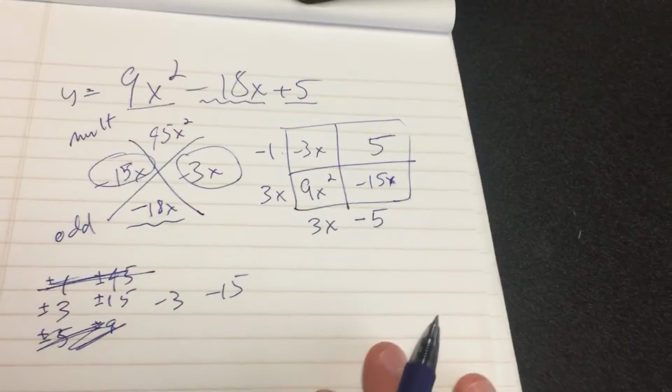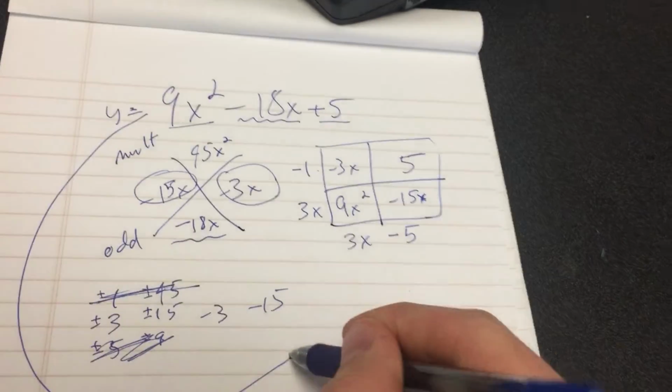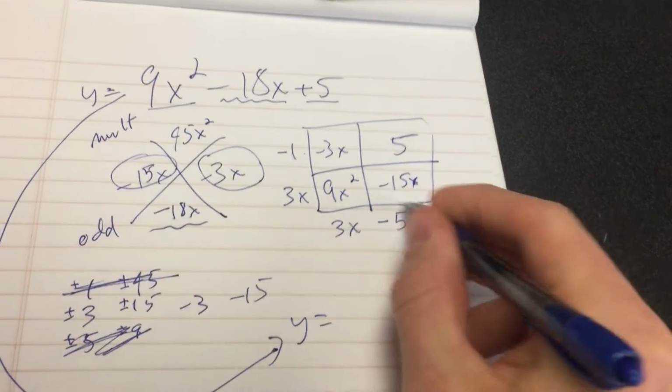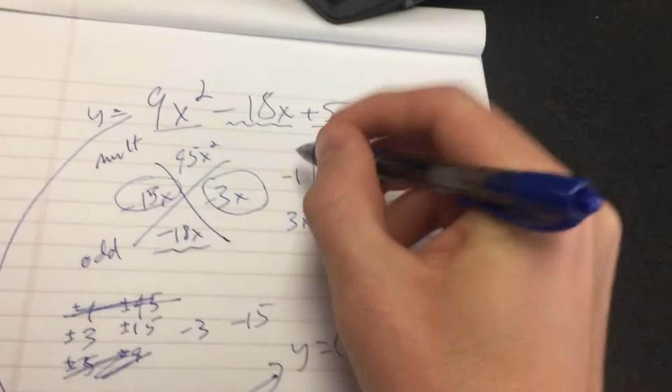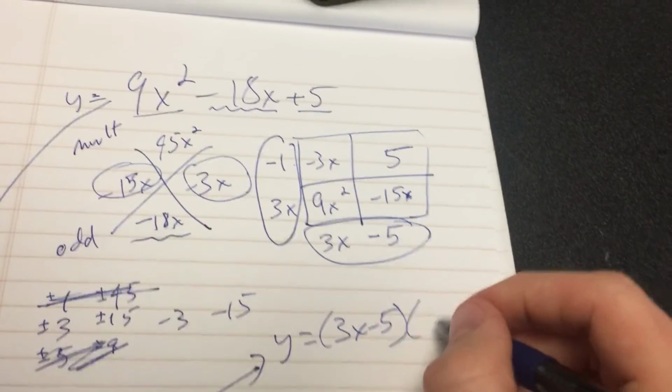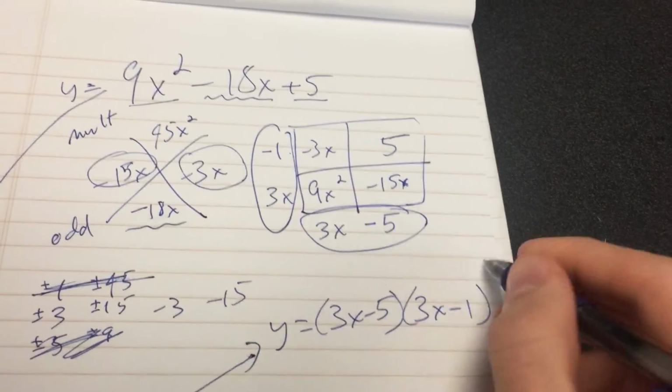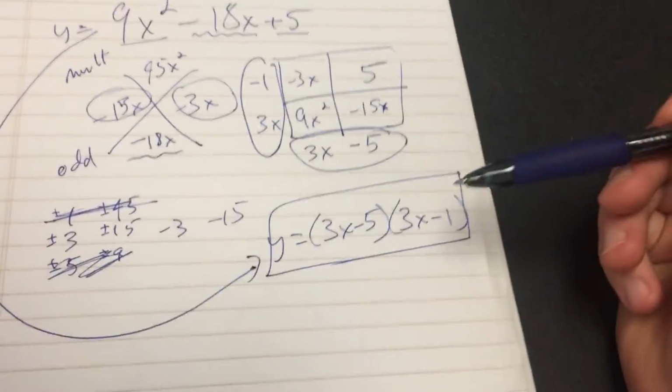And we're actually pretty much done now. So this original, now rewritten, is y equals, here's one part of your answer, 3x minus 5. Then here's the other part of your answer, 3x minus 1. There we go. So we've just taken it from standard form to factored form.